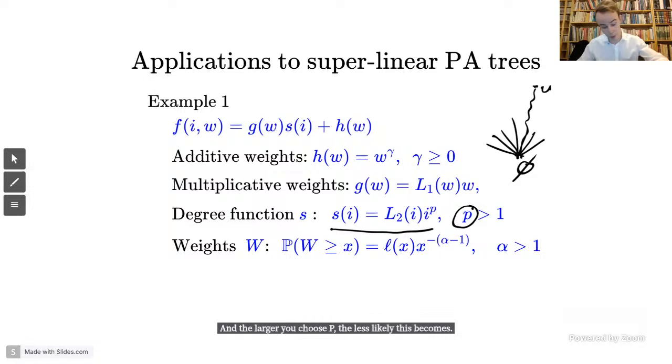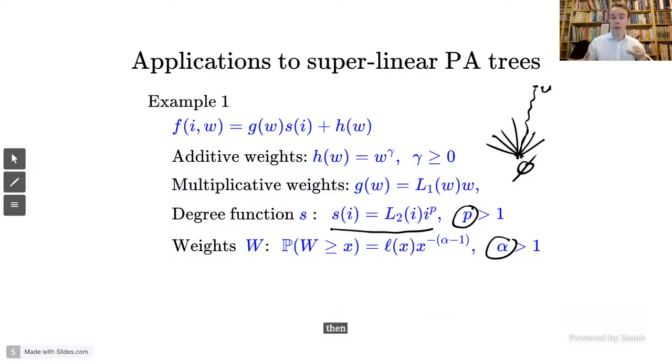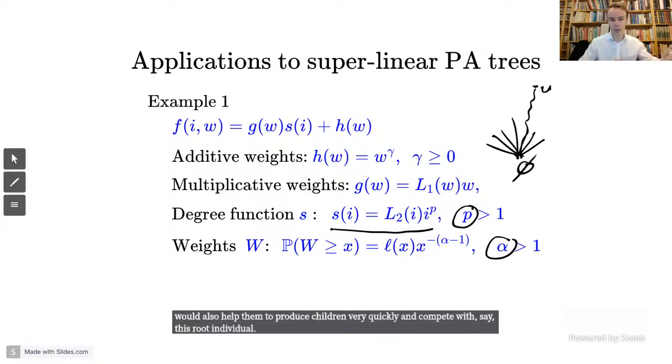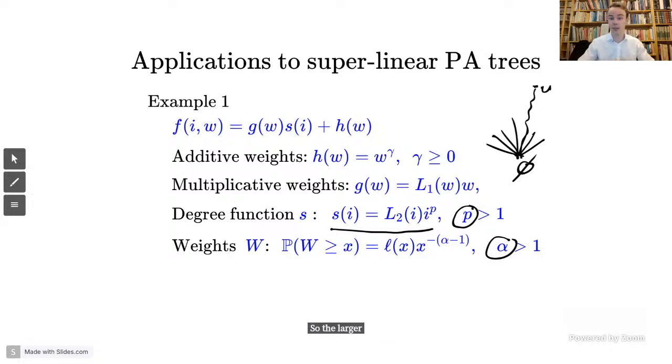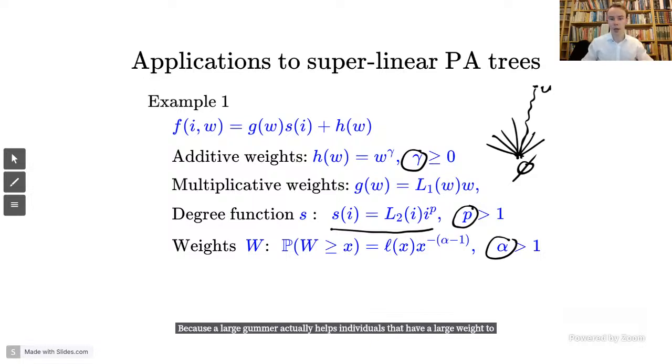The same is true for alpha. If you choose alpha very large, then there's not going to be a lot of individuals with a very heavy weight. And this large heavy weight would also help them to produce children very quickly and compete with, say, this root individual. So the larger p, the larger alpha, the less competition you will see. But on the other hand, the larger you choose gamma, the more competition you will see, because a large gamma actually helps individuals that have a large weight to produce children at a very high rate.